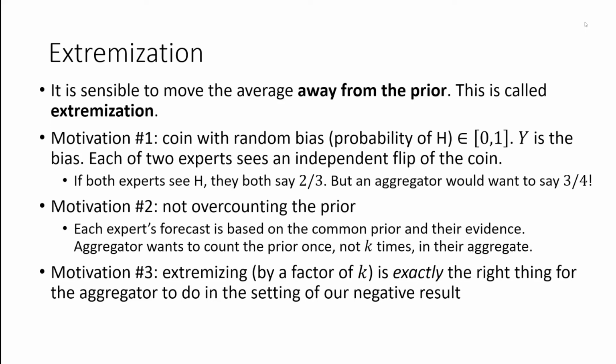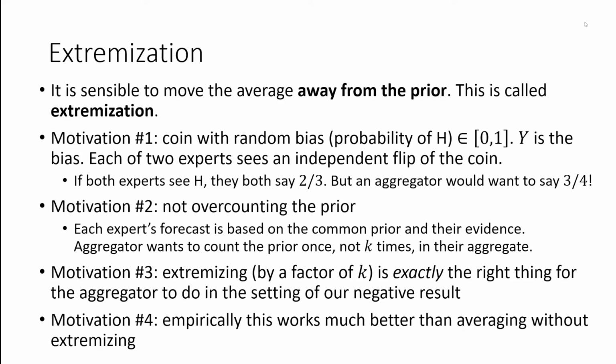And basically what's going on here is that we want to not overcount the prior. So we can think of each expert forecast as some mixture of the prior and the expert's evidence. But when we aggregate, we want to only incorporate the prior once. So by extremizing, we are essentially reducing the weight of the prior to something more sensible. And it turns out that for the 2 over k negative result that I mentioned earlier, extremizing by a factor of k is exactly the right thing to do. Empirically, it turns out that extremization works much better than simply averaging without extremizing.